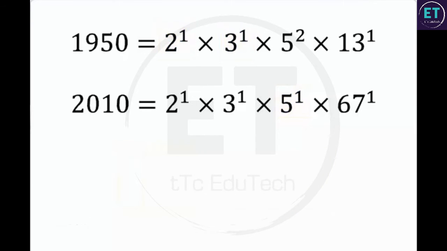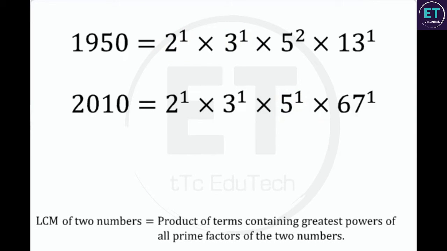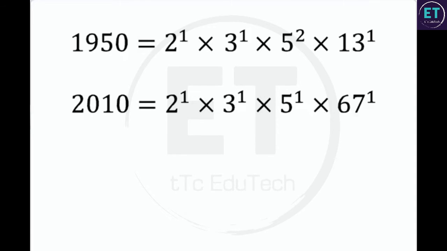Now, let us find the least common multiple or LCM of these two numbers. The LCM of two numbers is given by the product of the terms containing the greatest power of all prime factors of the two numbers. Since the greatest power of the common factors 2 and 3 are 1 in both the cases, their power will remain 1 while calculating the LCM. The power of common factor 5 in the prime factorization of 1950 and 2010 is 2 and 1 respectively. We will use the power of 2 in calculating the LCM since 2 is the greatest power of 5.